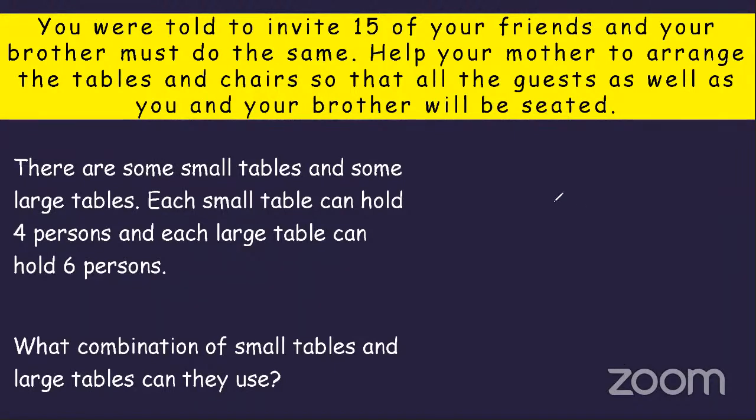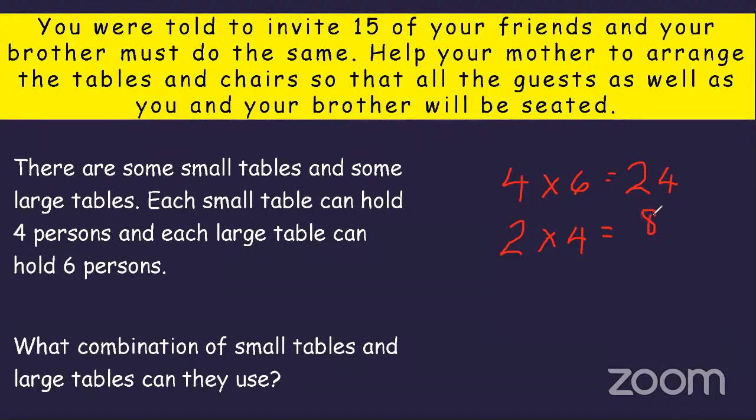So how many persons will be sitting on the large tables? We know that 6 persons sit at the large tables. So if we have 4 tables with 6 persons, that would be 4 times 6, and that would be 24 persons. And then he said 2 small. So we know that at each small table, 4 persons will be there. So we're going to say 2 tables times 4 persons will give us 8. So these are the tables that we'll have.